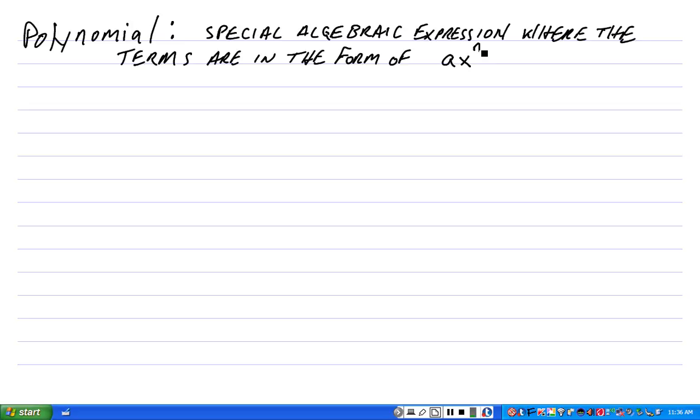Alright, and it's important that we note that in this form, a must be a real number and n must be a whole number. Okay, so we're saying a polynomial is a special algebraic expression where the terms are in the form of ax to the n, where a has to be a real number, and n has to be a whole number. Okay?